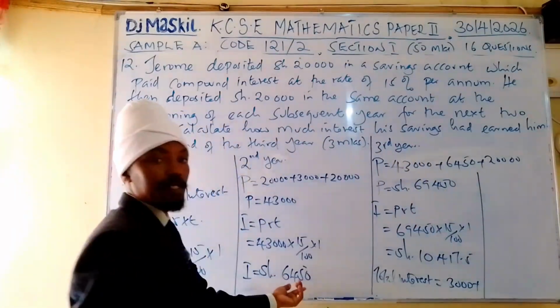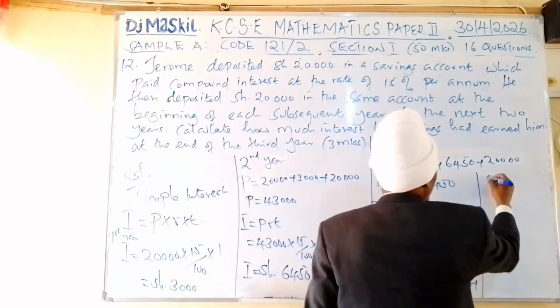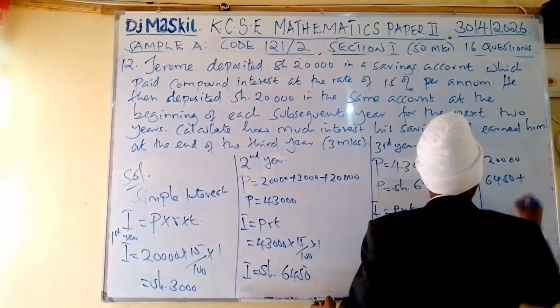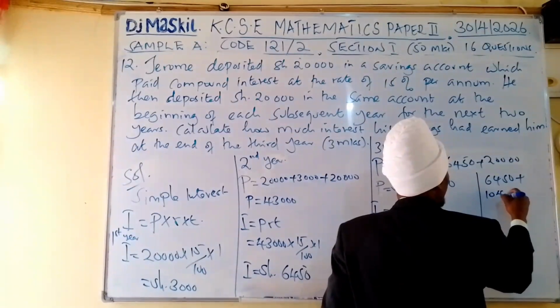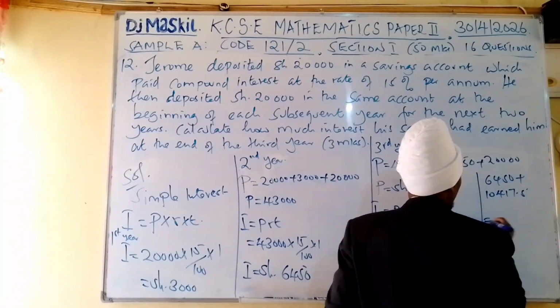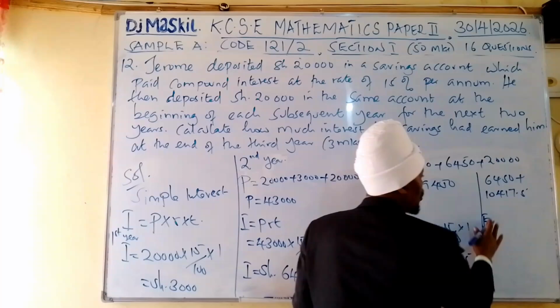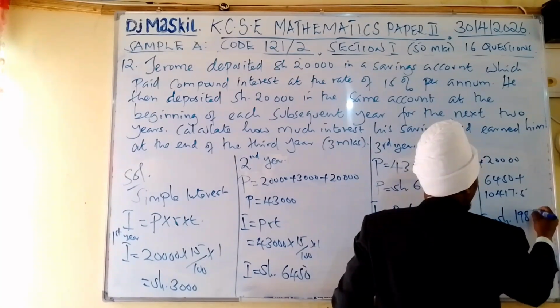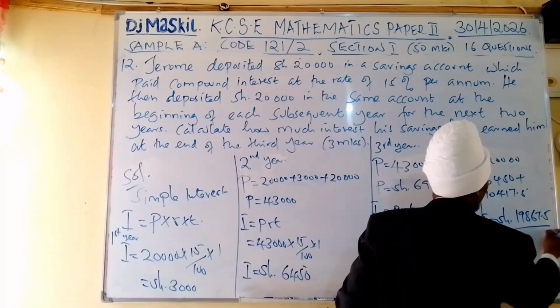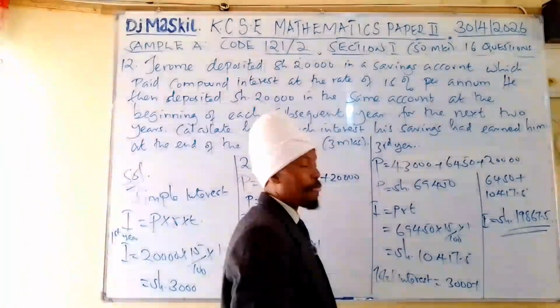So we can now say total interest is equal to the interest for the first year, 3,000, plus the interest for the second year, 6,450, plus the interest for the third year, which is 10,417.5. This will give you a total of 19,867.5 shillings as the interest.